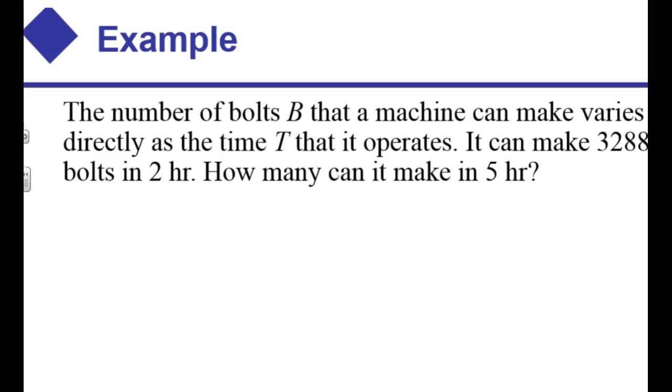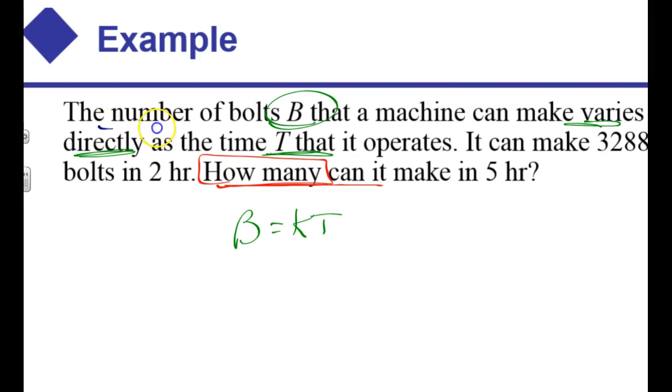Let's try another. This one says it varies directly again, but instead of y equals kx, I've got b varies directly with t, time. So I'm going to write that down. B varies directly with t. Oh, by the way, what are we trying to find? This time we're not trying to find the constant. It says how many. And I can only imagine that means how many bolts. So we're going to be solving for a letter this time. We're going to be solving for bolts, given that there's 5 hours.